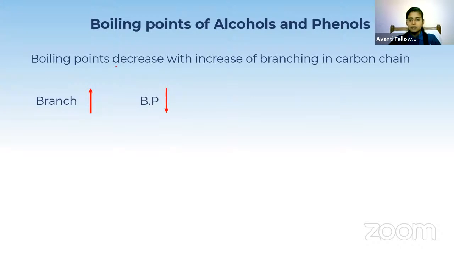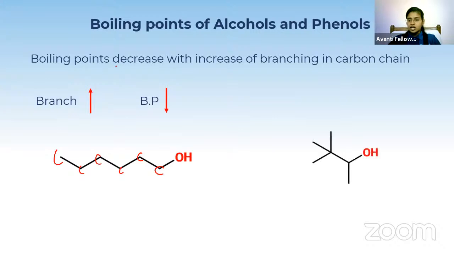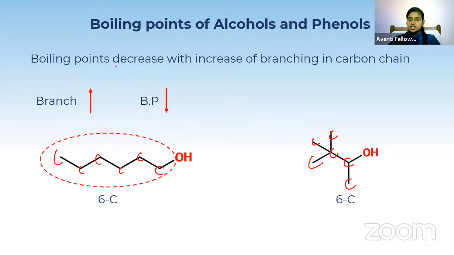Okay. So I will make you understand by giving one example. Here you see we have 1, 2, 3, 4, 5, 6 carbon atoms in this compound. And here also we have 1, 2, 3, 4, 5, 6 carbons. Means both have 6 carbons. But in the first case, we have a straight chain. All the carbon atoms are arranged in a straight chain manner. And in the second compound, we have some branches. So if the branches are more, boiling point is less.